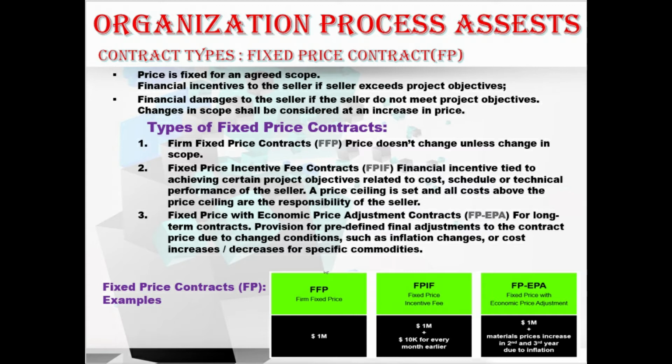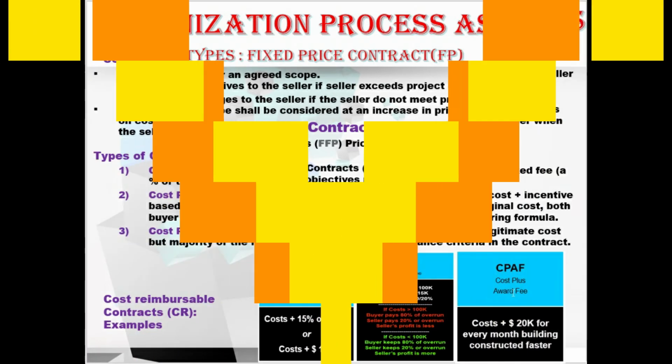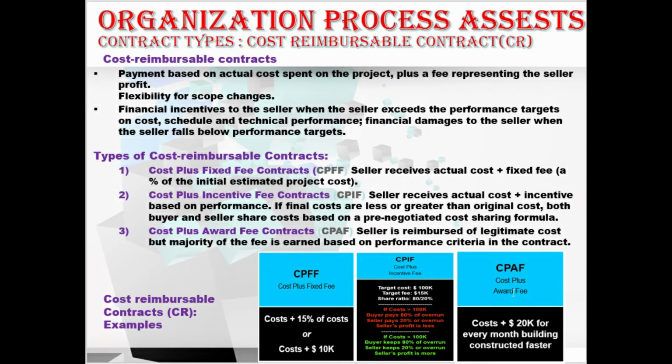Let's move to the next contract type, that is cost reimbursable contracts. What are cost reimbursable contracts? Let me explain. The payments based on the actual cost spent on the project plus a fee representing the seller profit is the cost reimbursable contract. And also it includes the flexibility for scope changes, and it may include financial incentives to the seller when the seller exceeds the performance targets on cost, schedule or technical performance. Okay, hope you understood what all is included in cost reimbursable contracts.